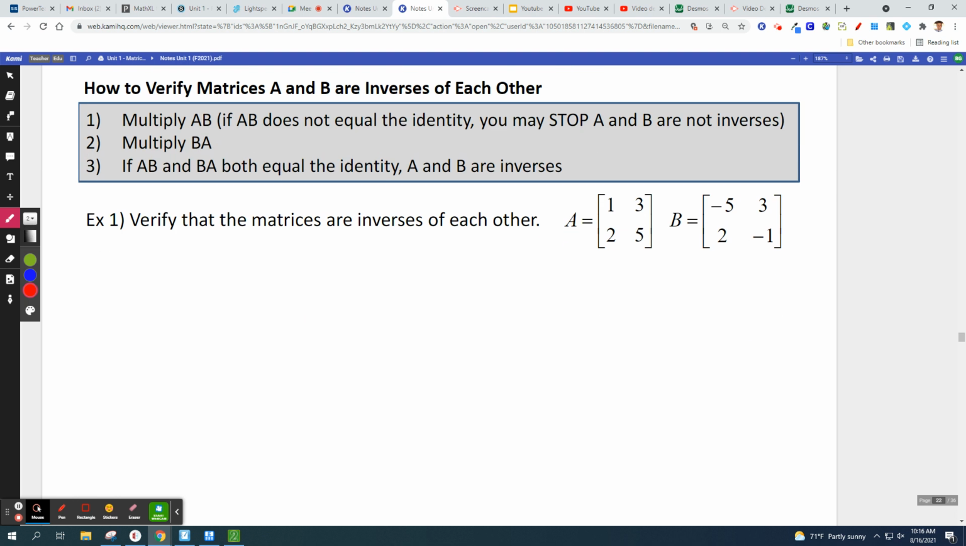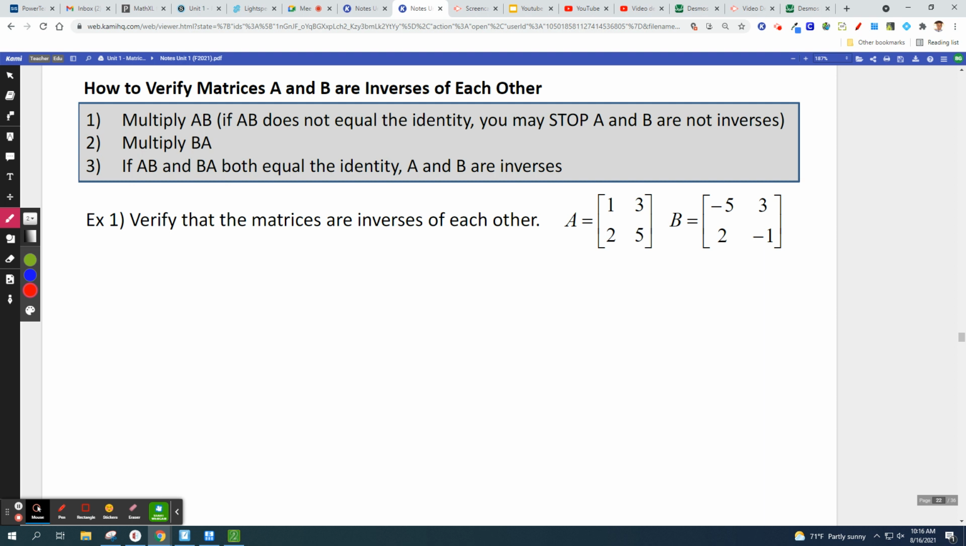How to verify two matrices are inverses of each other. Now this is kind of weird, but this is going to be good review of something that's going to be on the quiz. So you need to be able to multiply two matrices. This is going to be good for that. So we want to check to see if those two matrices A and B are inverses.